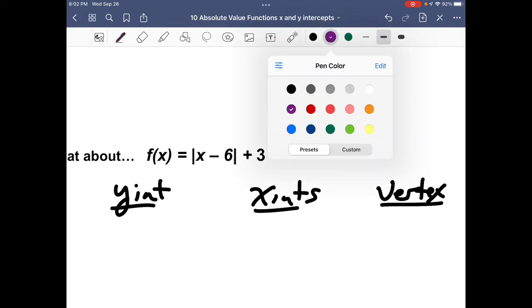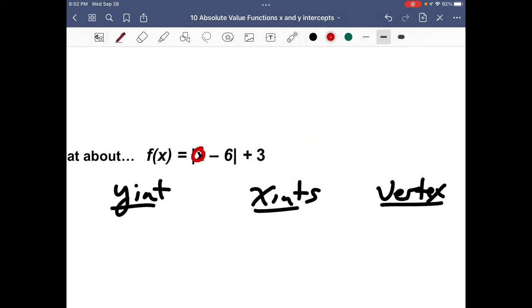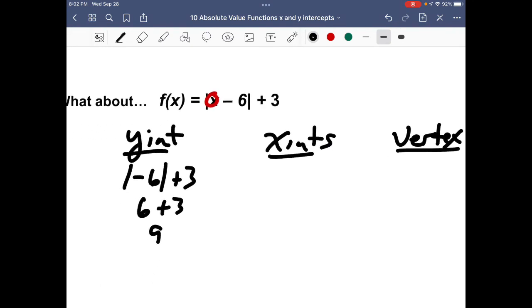Now, the Y-intercept is when you plug a 0 in for X. We've kind of been doing some of that mentally, but that's the absolute value of -6. Absolute value of -6 plus 3 is really 6 plus 3. So we get 9, actually 0, 9, because it's a Y-intercept. What happens when you plug a 0 in for X? Excuse me, I meant for Y.